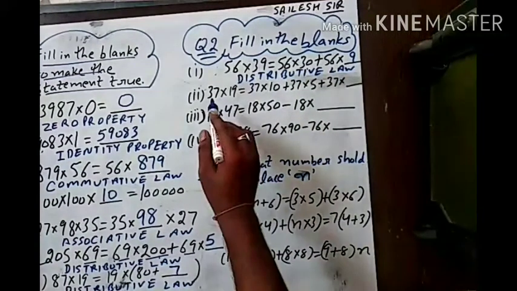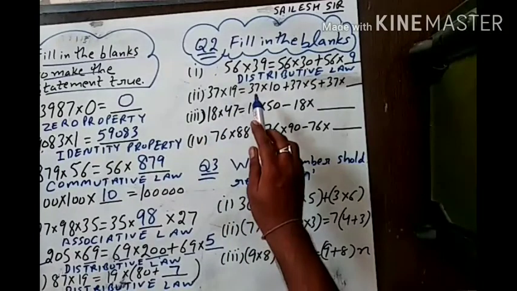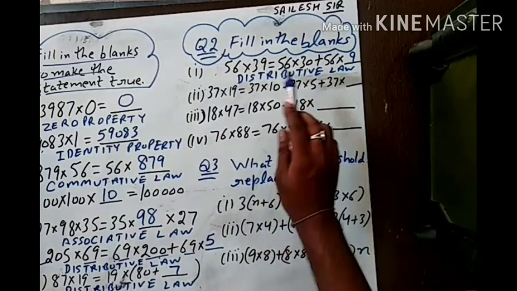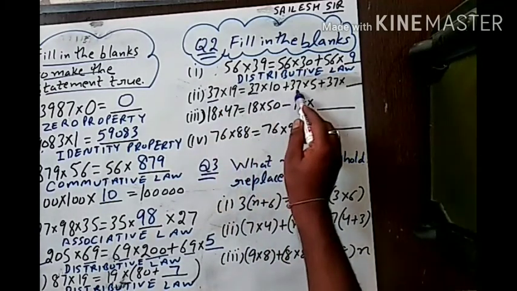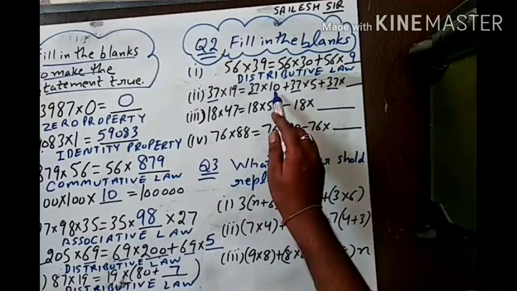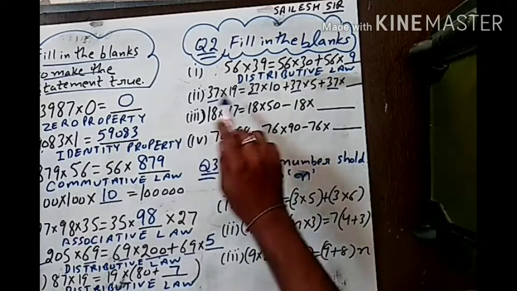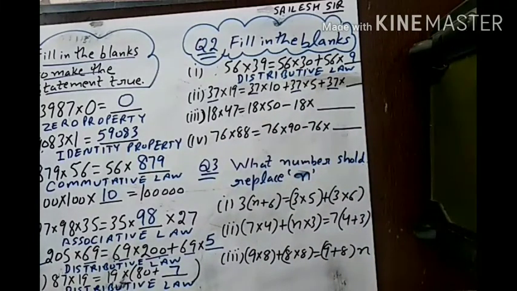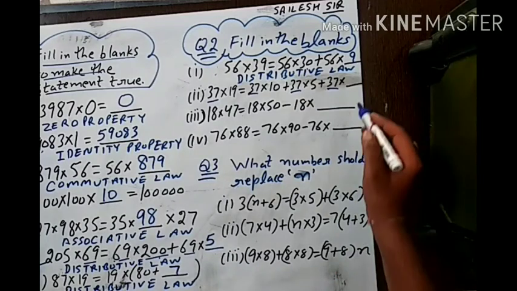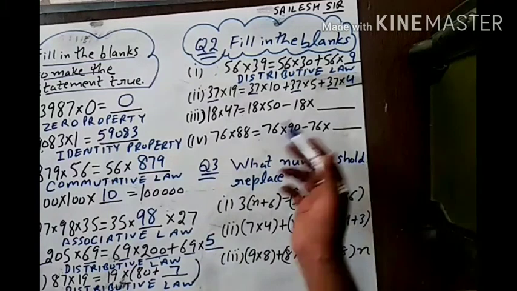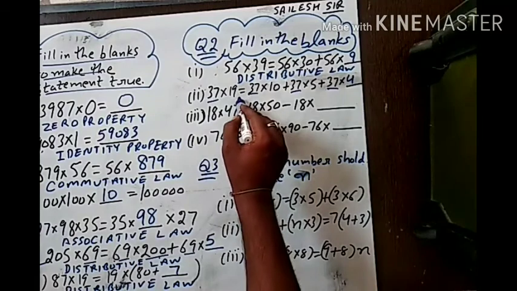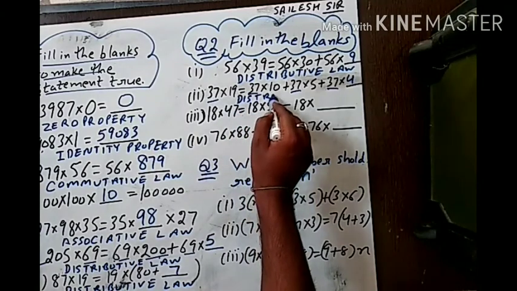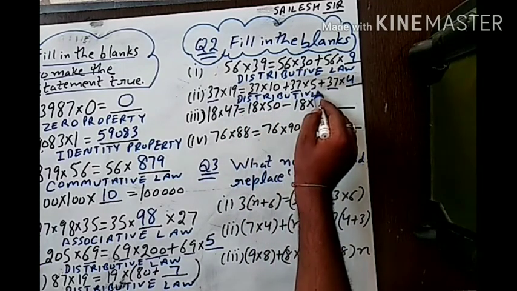Again you will see 37 multiply 19. 37 multiply 10, 37 multiply 5 and 37 multiply by what? You see 37 is common. 10 plus 5 is 15 and on the left hand side this is 19. To make 15 to 19 what must be added? We must add 4. So this is also the distributive property, distributive law.